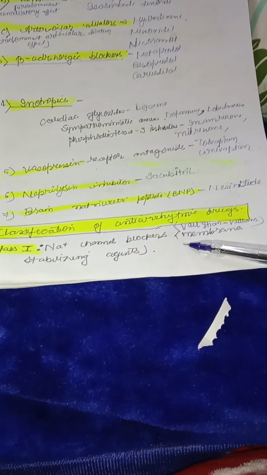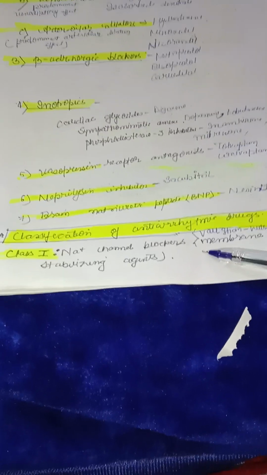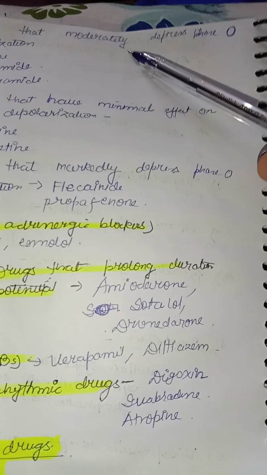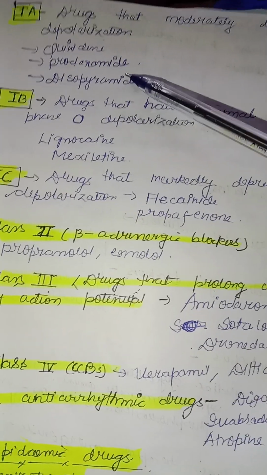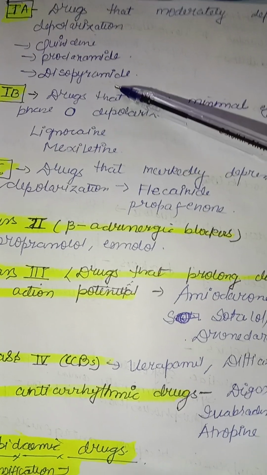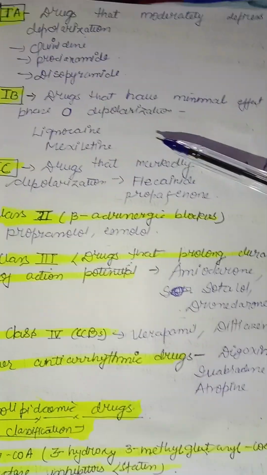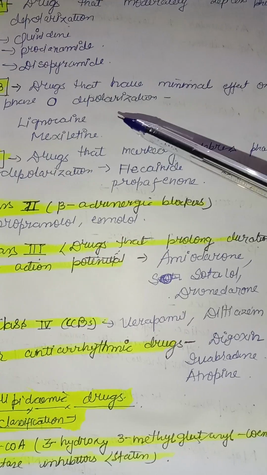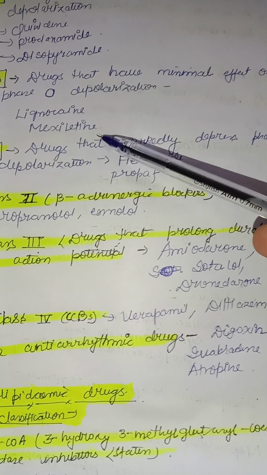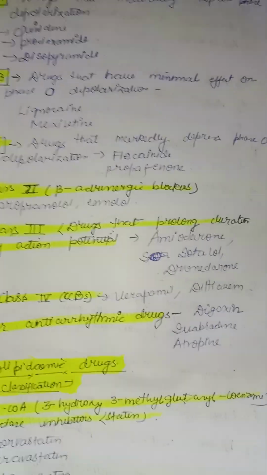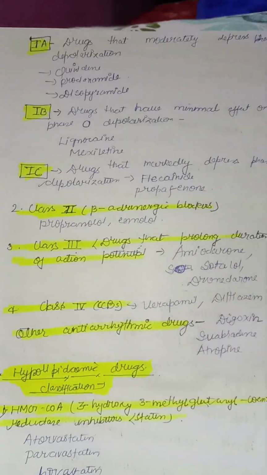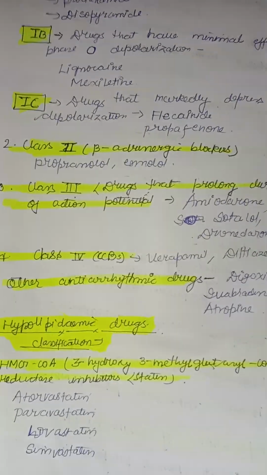Class 1, sodium channel blockers, membrane stabilizing agents. Drugs that moderately depress phase 0 depolarization like quinidine, procainamide, and disopyramide. Then drugs that have minimal effect on phase 0 depolarization like lignocaine and mexiletine. Then drugs that markedly depress phase 0 depolarization are flecainide and propafenone.